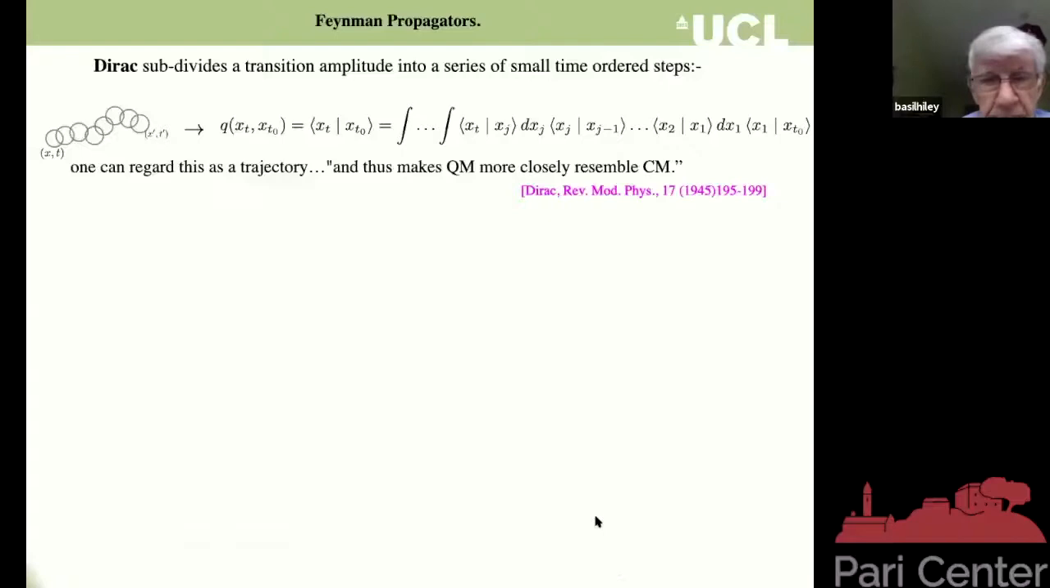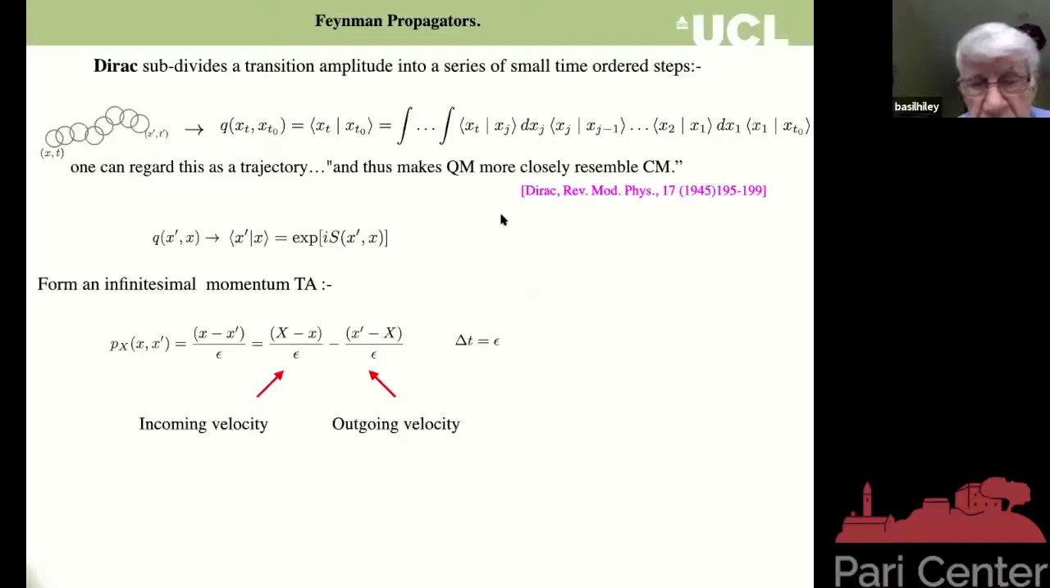Okay. Now, how do we get back to the paths again? Well, what we do is we say, okay, it unfolds, enfolds, unfolds, enfolds. And this is Dirac speaking now. It's not me, not David. So we can regard, he says, it looks like a trajectory. And thus makes quantum mechanics more closely resemble classical physics. That was in 1945. But then Feynman saw what Dirac had written and said, all right, let me take the exponential again, this thing. And then, because Bohm is the ratio of this thing over time, it's essentially the speed multiplied by the mass.